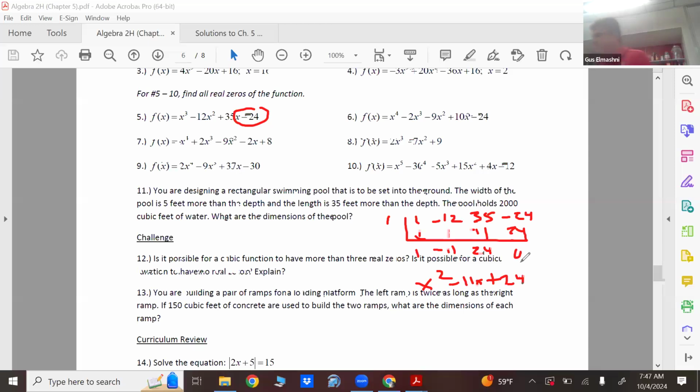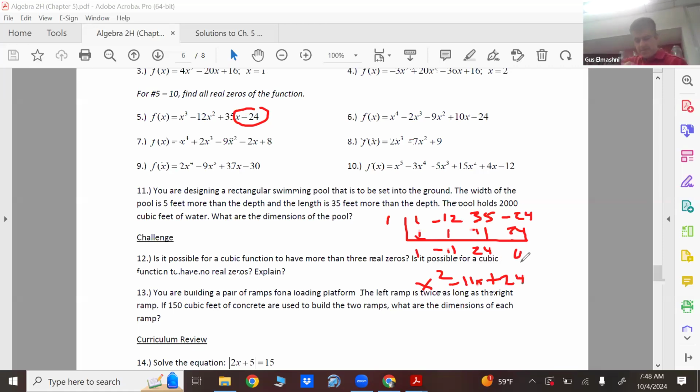How do you factor that? It would be 7 and 4. Wait, no. 8 and 3. Yeah. Right. So you should get 8 and 3 for that one. So, okay. Go and try this again for, say, number 8.